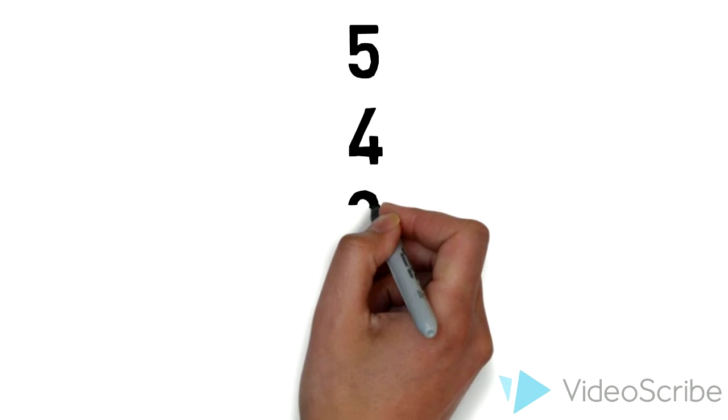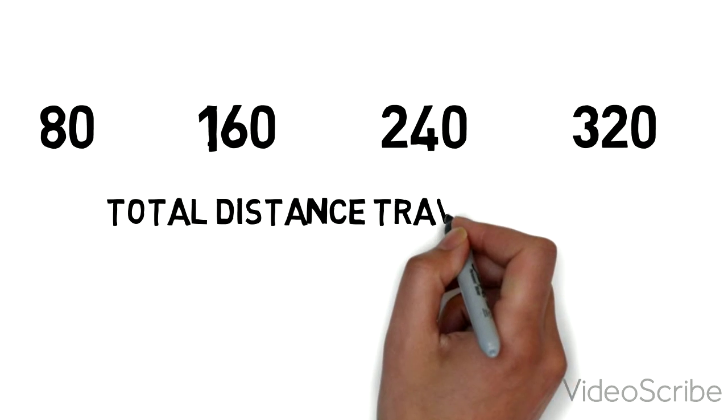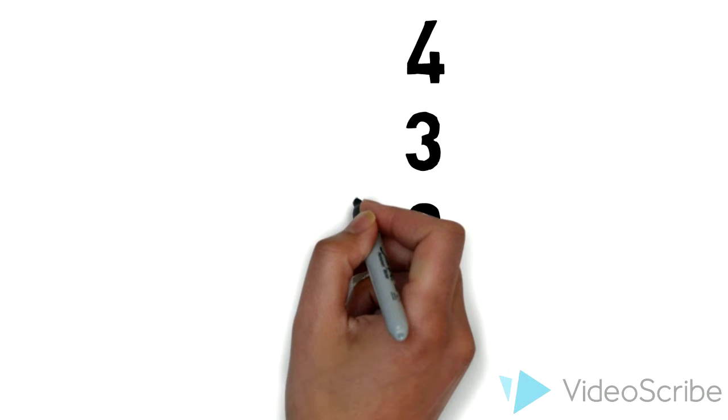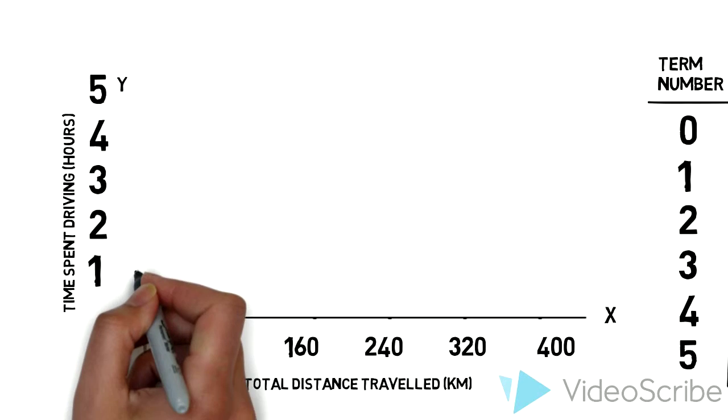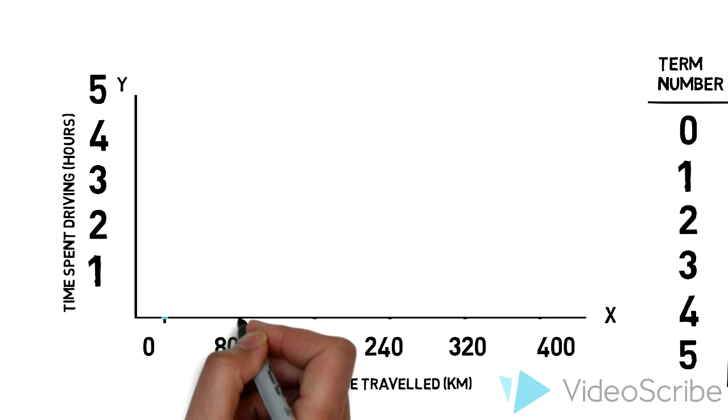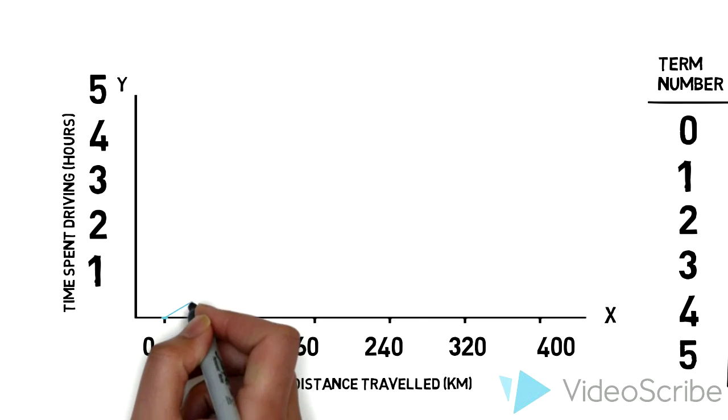We can also represent this problem with a graph for those of us that like a visual representation. For instance, we can place our term values on the x-axis and the term numbers on the y-axis. By using the graph, we can then determine the total number of kilometers traveled at any point in the 5-hour trip by finding a point along the line on the graph.